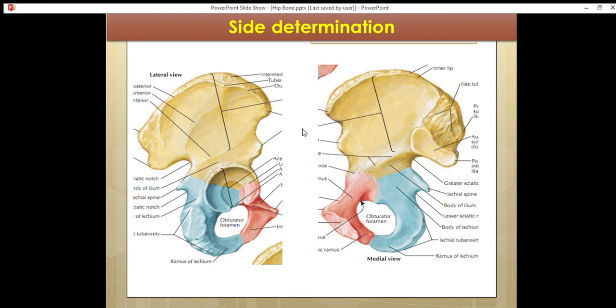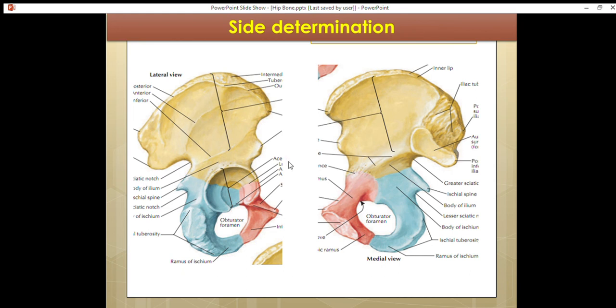Side determination of the hip bone can easily be done by keeping the acetabulum, the cup-shaped structure, on the outer or lateral surface. Then we can keep the pubic bone, or pubis, anteriorly, and then we can keep the ischium by keeping the ischial tuberosity posteriorly, and the ischial spine will be very prominent posteriorly. This way we can do the side determination of the hip bone. In this diagram, the hip bone is of the right side.